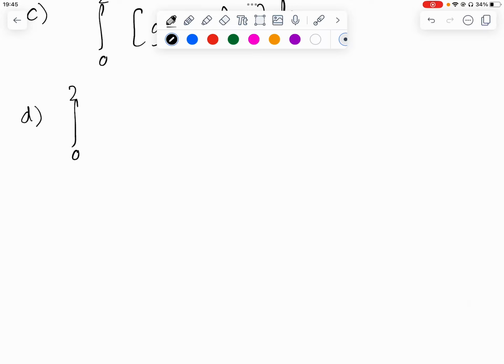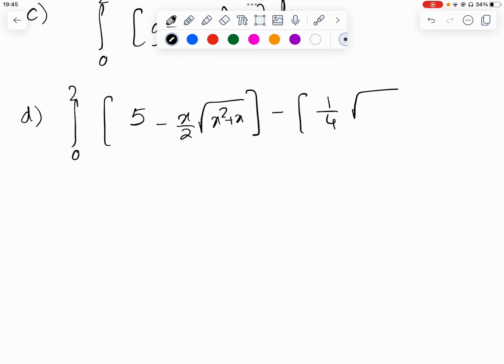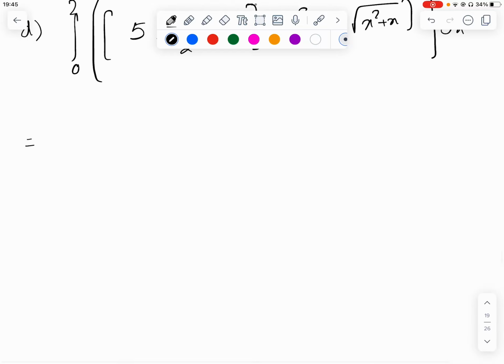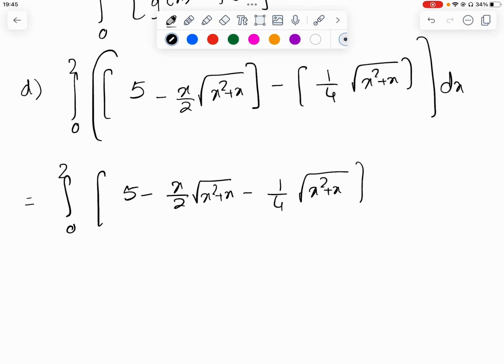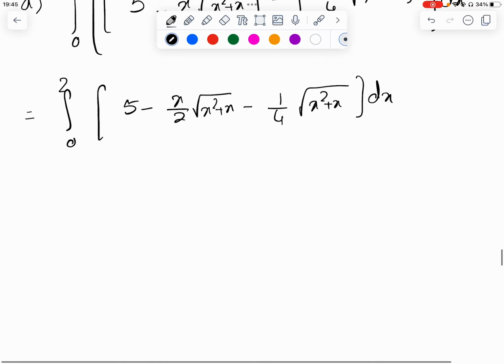So integral 0 to 2, upper curve is g of x, which is (5 minus x) upon 2 square root of x square plus x, minus lower curve. Lower curve is 1 upon 4 square root of x square plus x, total dx. So it becomes integral 0 to 2, (5 minus x) upon 2 square root of x square plus x minus 1 upon 4 square root of x square plus x dx.